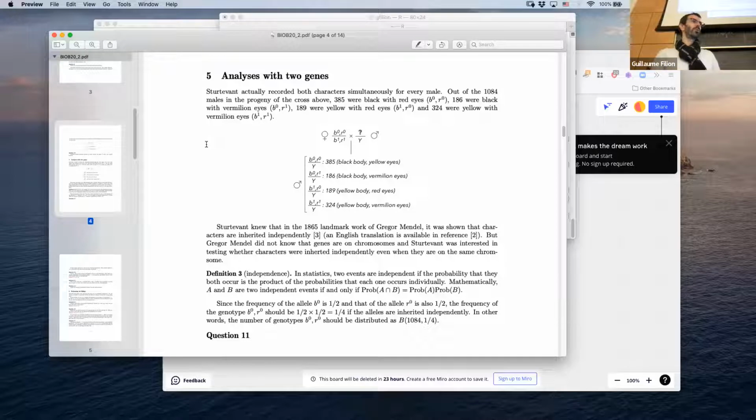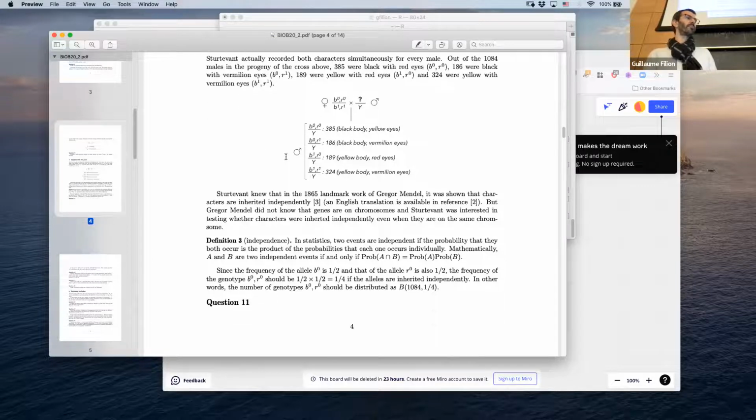Analysis with two genes now. Sturtevant actually recorded both characters simultaneously for every male, not just one at a time. Out of the 1,084 males in the progeny of the cross above, 385 were black with red eyes, B0 R0. 186 were black with vermilion eyes. 189 were yellow with red eyes. 224 were yellow with vermilion eyes.